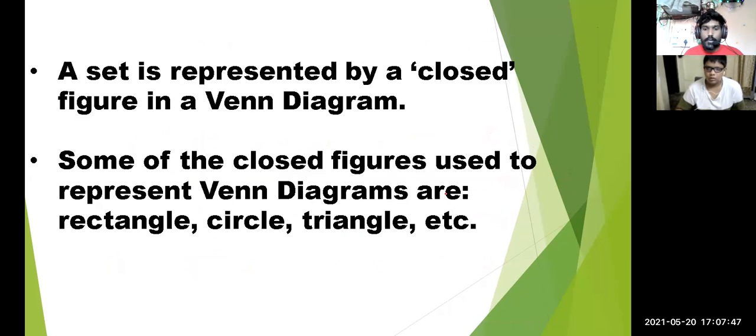So a set is represented by a closed figure in a Venn diagram. Closed figure. Okay, what? Just give me a minute.